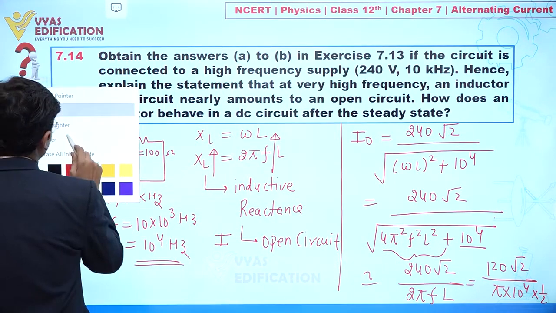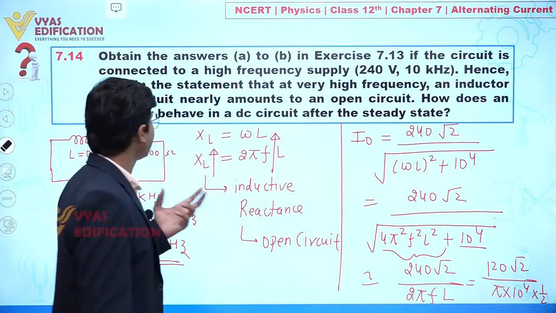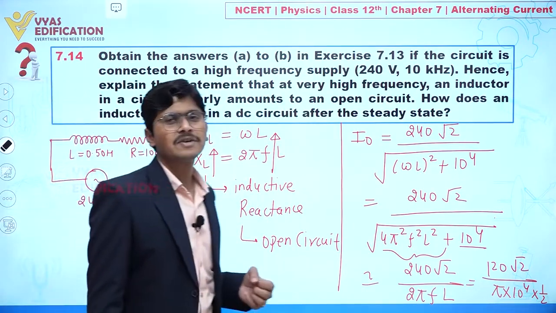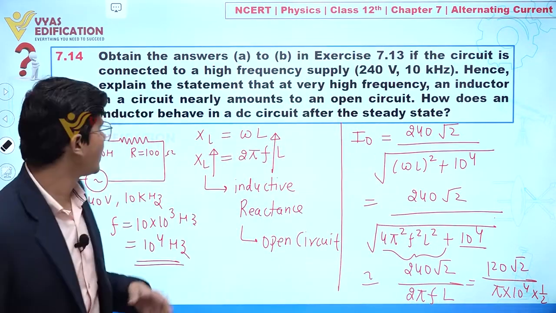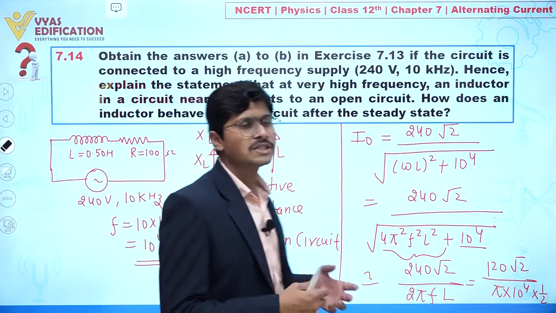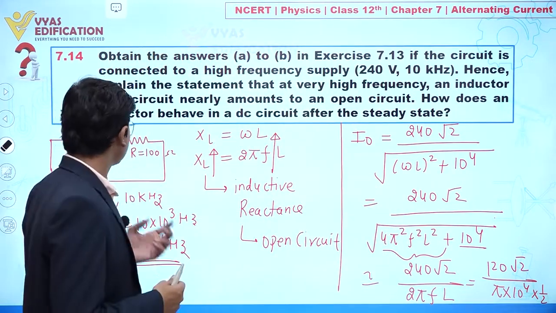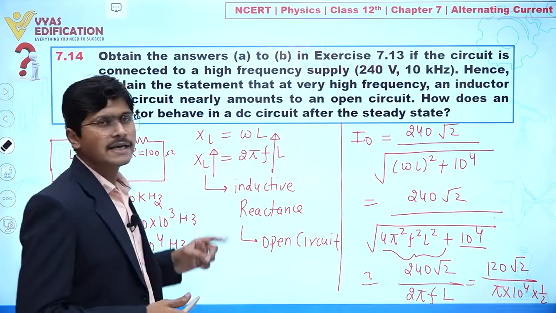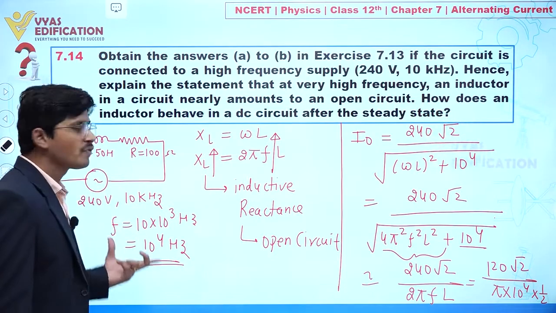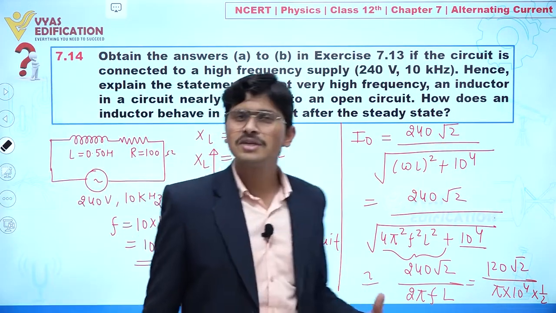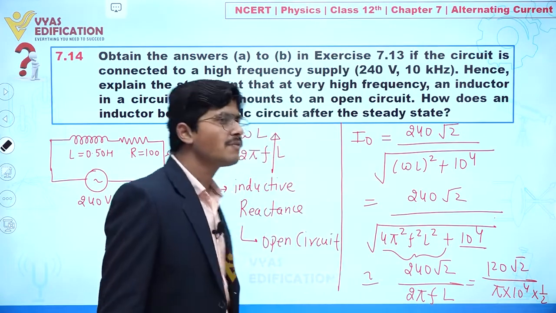Yes. So one more question is here. How does an inductor behave in a DC circuit after steady state? Let's suppose we just started and this is an LR circuit. Now instead of an AC supply, I am providing a DC supply. For a DC supply, the value of I is constant. Or we can say, if we are talking about DC supply, the value of frequency is 0, because in DC we will not find a number of cycles completed in 1 second. So I can say frequency is 0.